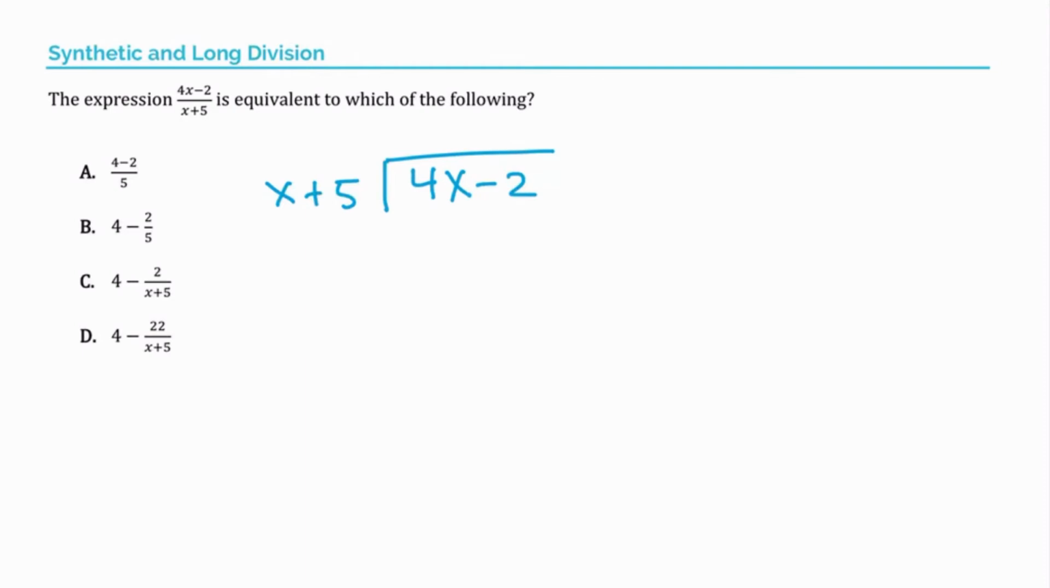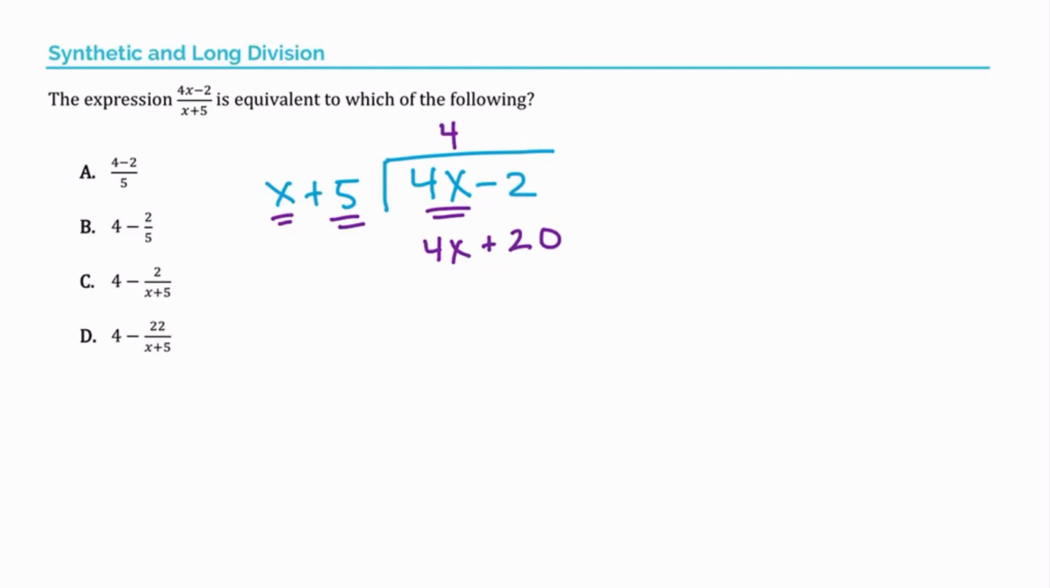So what you're going to do is you're going to start with your x, and you're going to think, x goes into 4x how many times? And it goes into it 4 times. Now I'm going to do 4 times x is 4x, and then I'm going to do 4 times positive 5 is positive 20. Now that my numbers are stacked, what do I do with them?